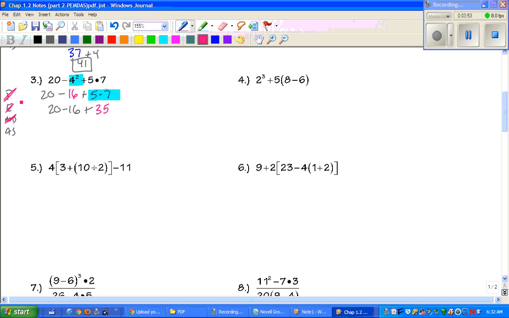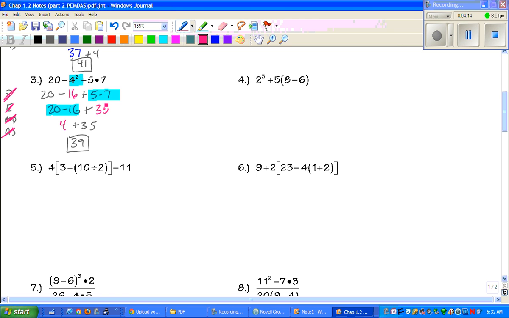So I'm going to cross the multiplication and division off. Now, from left to right, what comes first? The rest of that stays the same. And then finally, 4 plus 35 gives us 39.